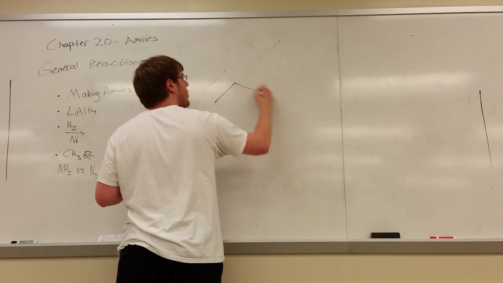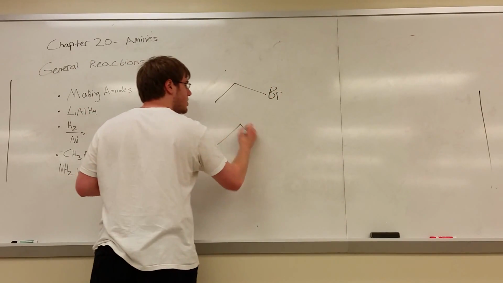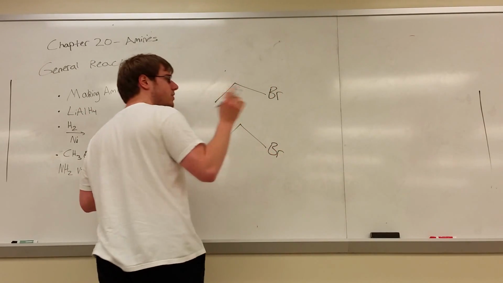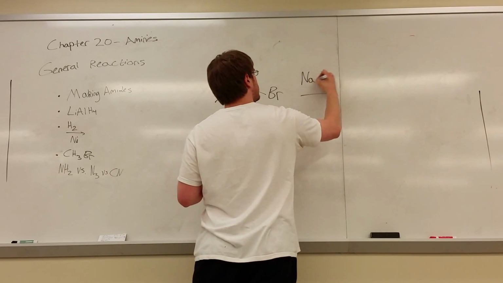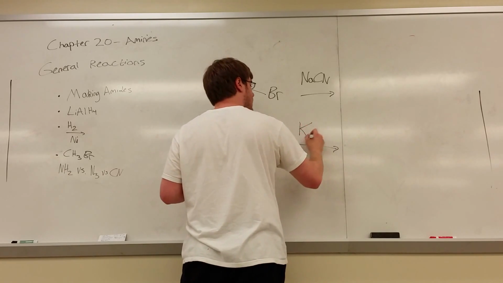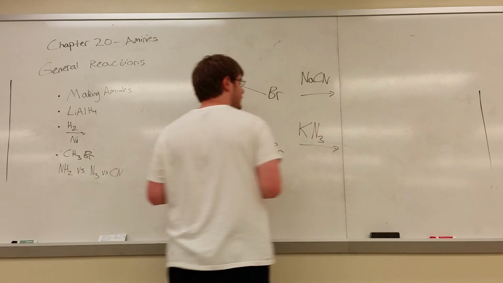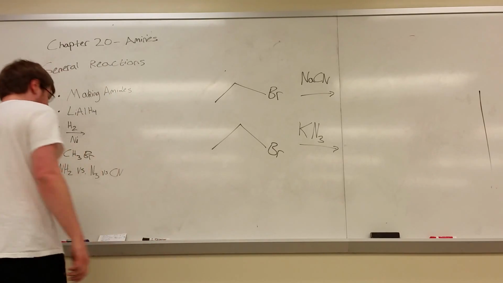Okay, so let's say I have a carbon chain with a leaving group like this, Br. And I'm going to have a second carbon chain just like it, Br, and I'm going to react it with two different things. One thing I'll react it with is NaCN. The other thing I'll react it with is KN3. Okay?